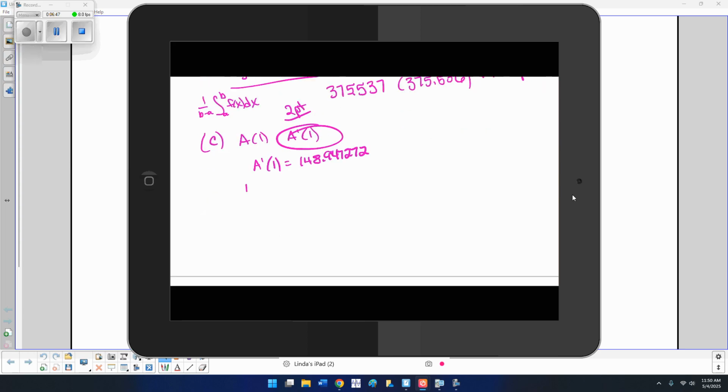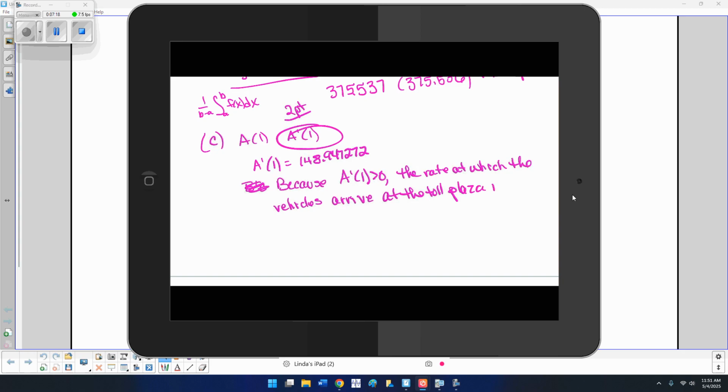And you know, these are their words. I always like to show you their words, because A prime of 1 is greater than 0. The rate at which the vehicles arrive, just writing that complete sentence, at the toll plaza is increasing.